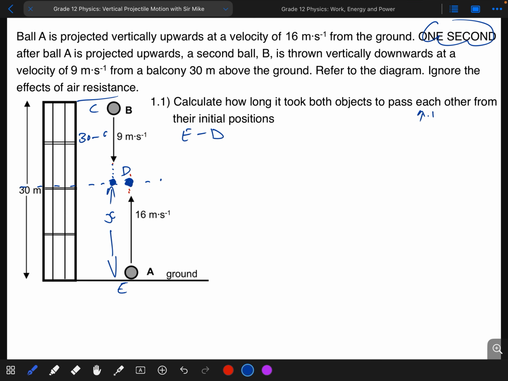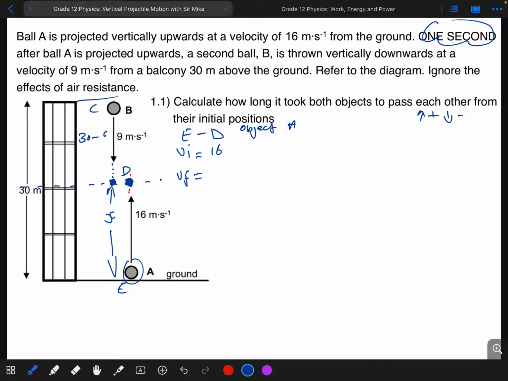Upwards is positive, so that simply means that downwards would be negative. That would mean my initial velocity would be 16 for object A. So my V initial would simply be 16, because it was projected upwards.